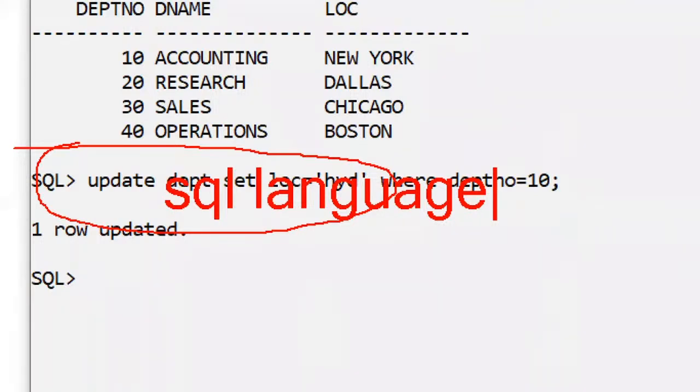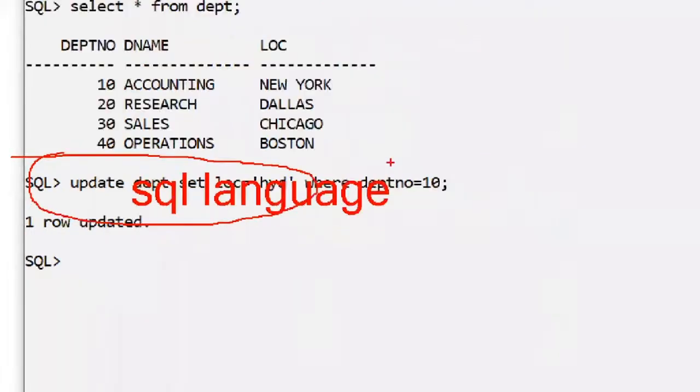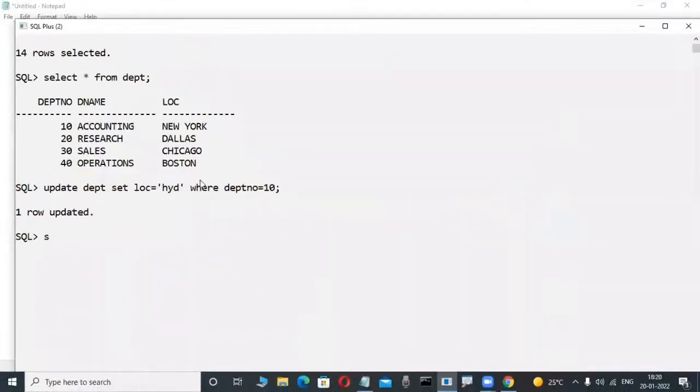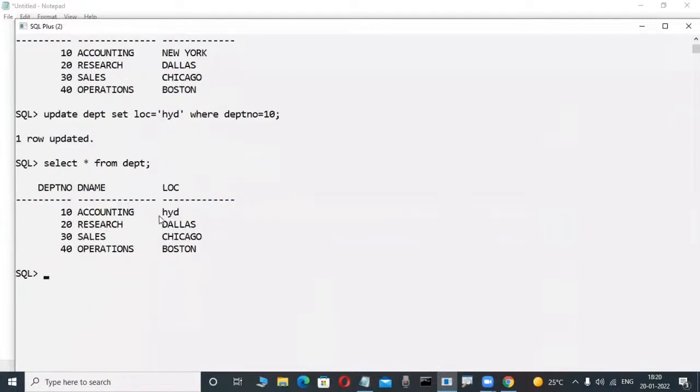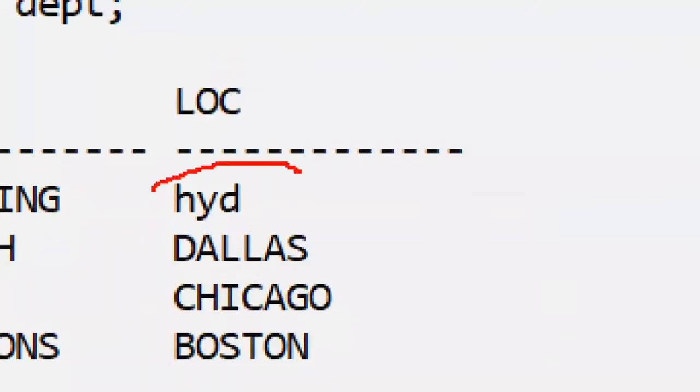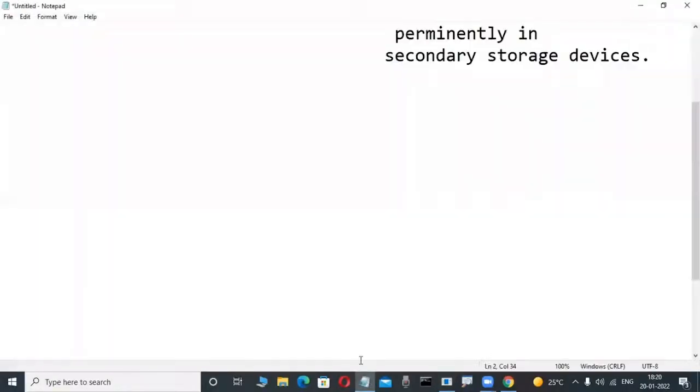Now observe here. Once we write this type of coding, called the SQL language, it is automatically reflected in your database. In the previous case, New York was there, but in this case Hyderabad is the location. Yes, that's why always observe it here.